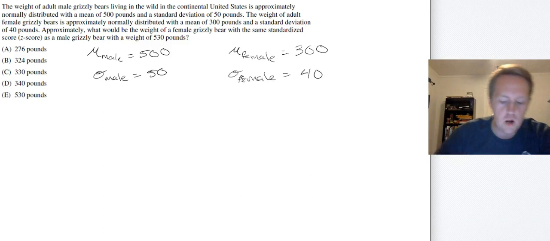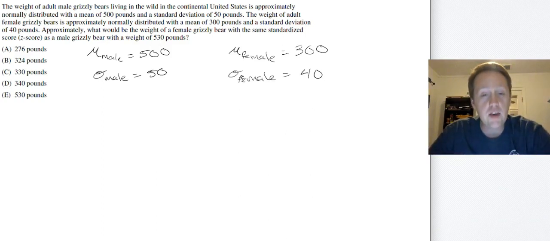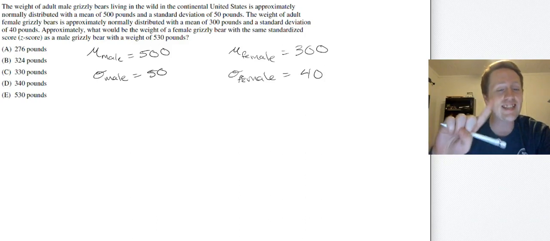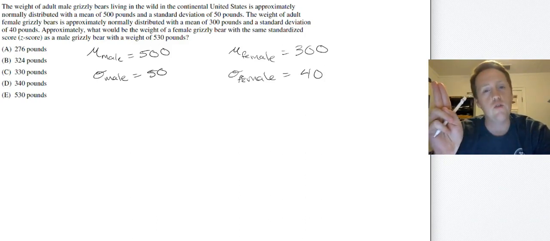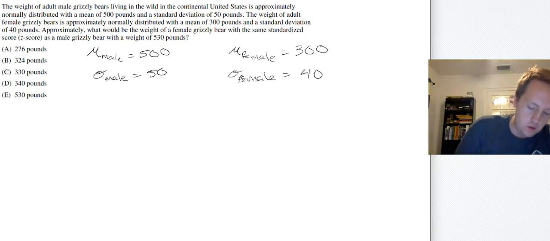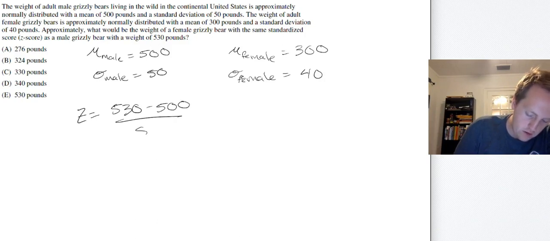Approximately what would be the weight of a female grizzly bear with the same standardized score as a male grizzly bear with a weight of 530 pounds? So what we need to do is figure out what is the standardized score for the male grizzly bear, and then we'll use that to solve for the weight of the female bear. So Z equals 530 minus 500 over 50. So the numerator becomes 30.